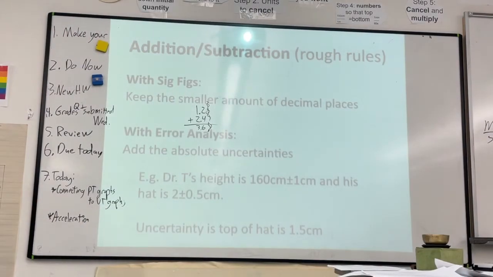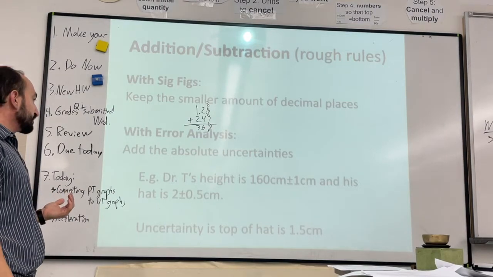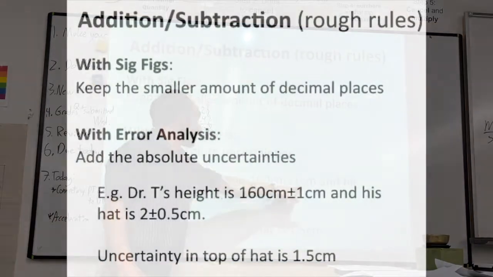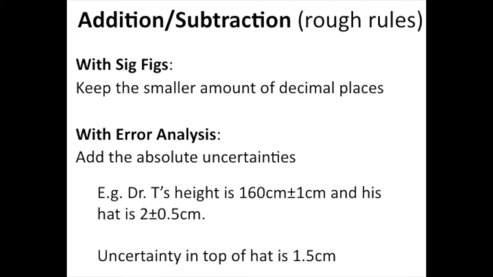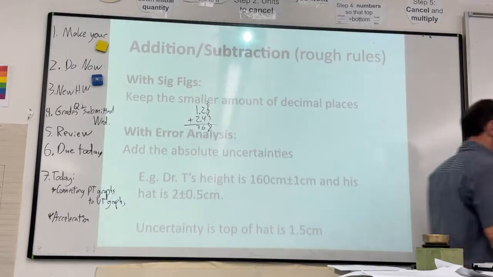It's a very rough rule of thumb. You add the absolute uncertainties. So that's a centimeter in my height, that's a half centimeter in the hat height. If I just add those together in this very rough way, I would get an uncertainty of 1.5 centimeters. That's what you're doing in sig figs. You're adding things together with a very rough rule of thumb.